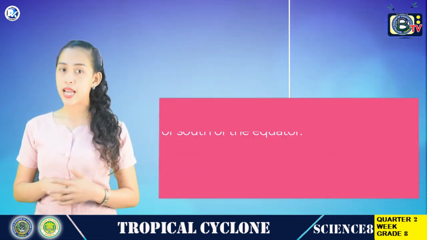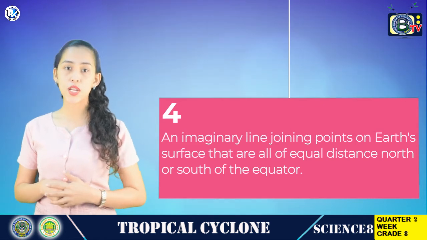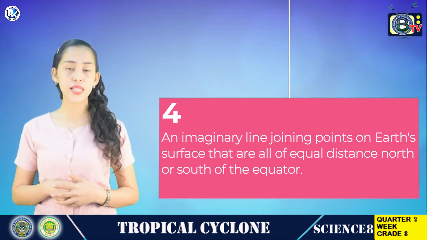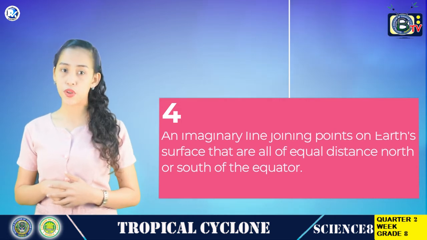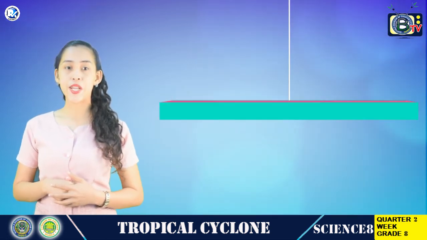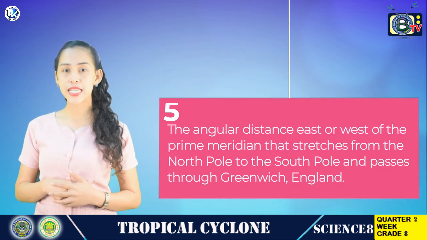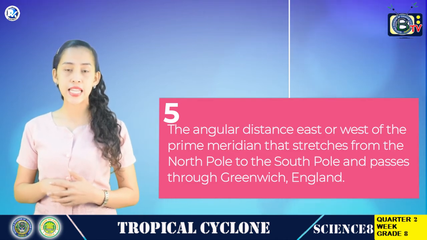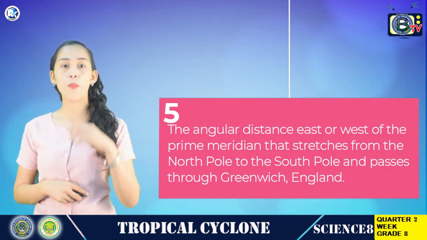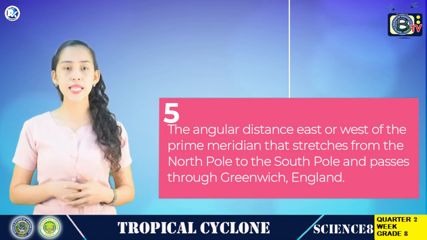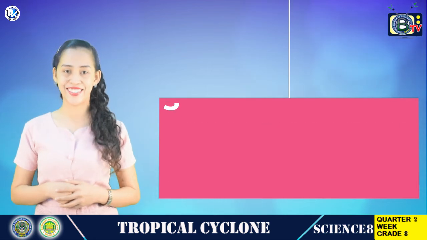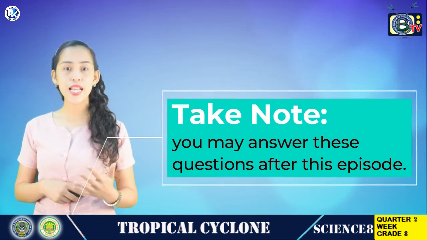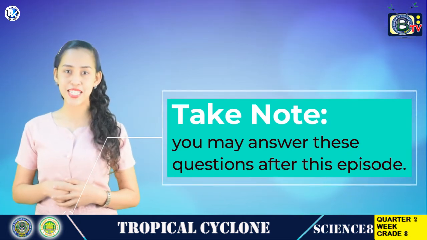Number 4. It is an imaginary line joining points on Earth's surface that are all of equal distance north or south of the equator. Number 5. The angular distance east or west of the prime meridian that stretches from North Pole to South Pole and passes through Greenwich, England. Take note. You may answer these questions after this episode.